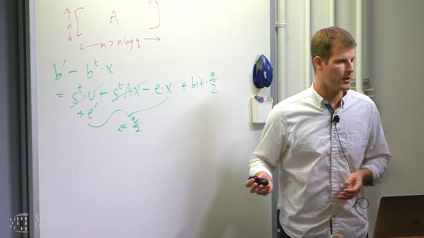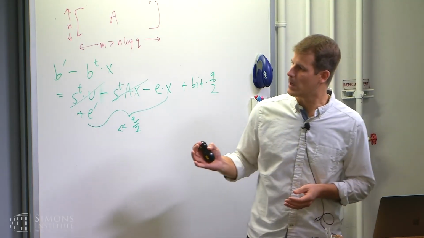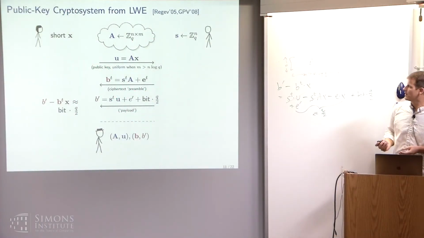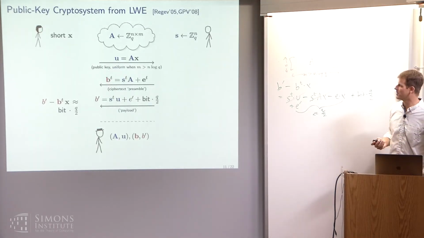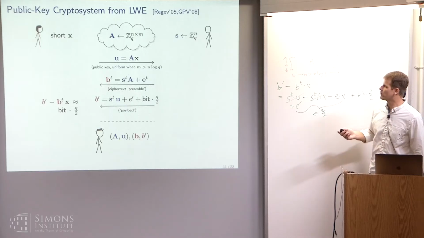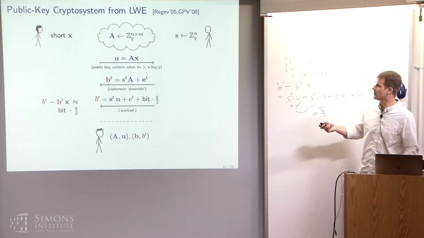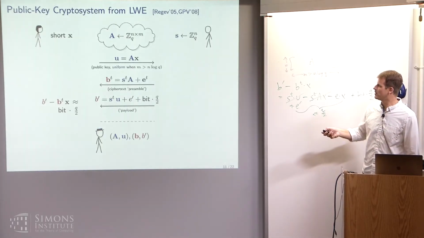Now let's look at security. Suppose there's some eavesdropper, and the eavesdropper gets to see all the stuff that's public, sent over the channel. So the eavesdropper knows the matrix A, the public key U, and these two components of the public key.